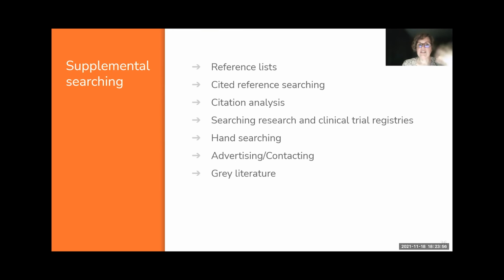So hand searching is another supplemental way of making sure you've not missed anything. What hand searching basically means is you select maybe a few journals and you look at all the published issues of the journal. It's also time consuming, of course, so that's why you don't do a lot of them, but it's, again, an additional step.